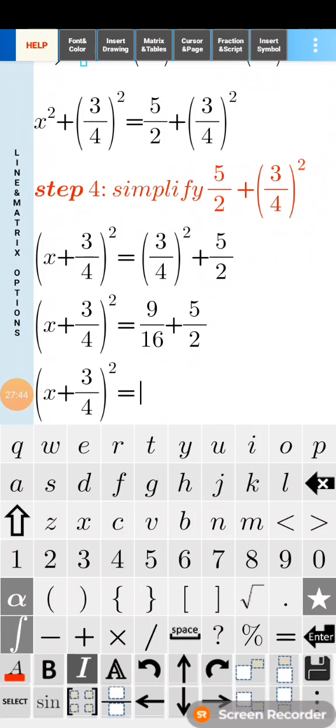So first of all, I'm going to look for the LCM of 16 and 2. Now the LCM of 16 and 2 is 16. So I'll be looking for the LCM. I'm going to simplify now. So when the LCM of 16 and 2 is 16, what will I have?